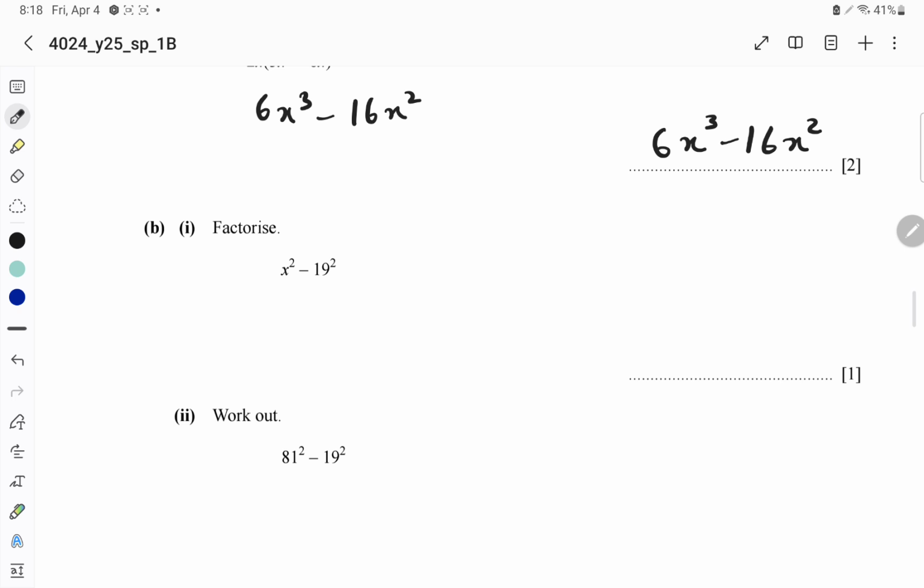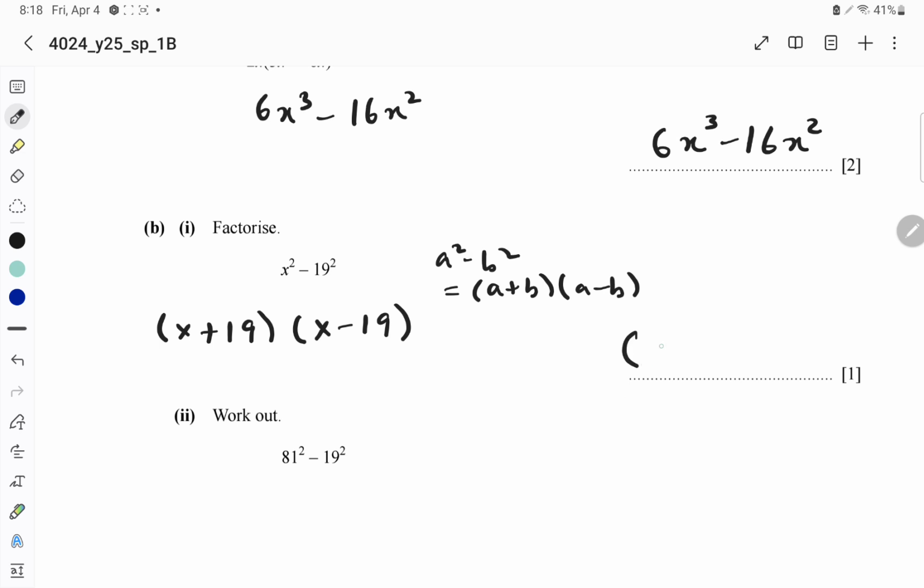Factorize x square minus 19 square. a plus b, a minus b is a square minus b square. It's already written as squares. So that means x plus 19 and x minus 19. 1 mark question. x plus 19 and x minus 19.